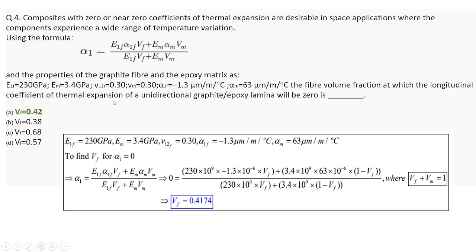They said that the longitudinal coefficient of thermal expansion should be zero. That means the alpha 1 value should be zero. Now using this first equation that we have used before, the equation of alpha 1, we take the value of alpha 1 as 0. Other values of the moduli and the volume fraction of the fiber and the matrix are given. Then we put all the values in it, and we can finally get the volume fraction of the fiber at which the alpha 1 will be 0.